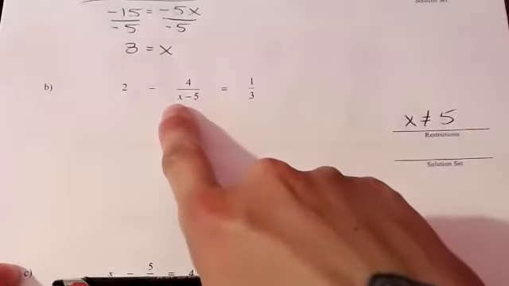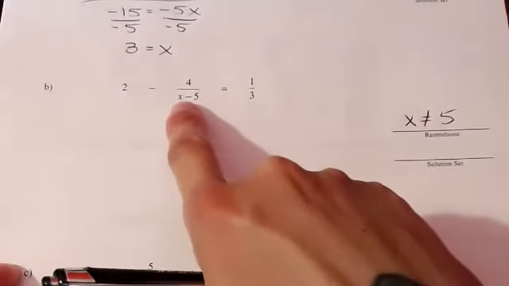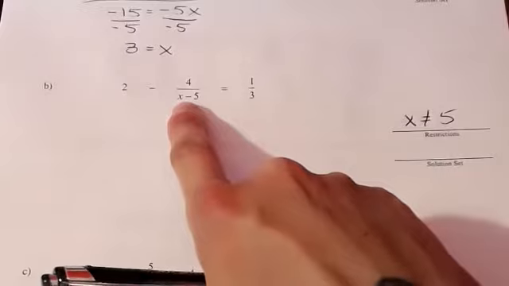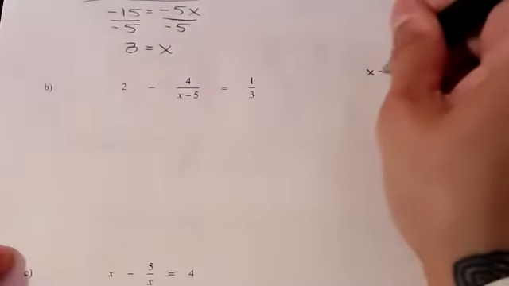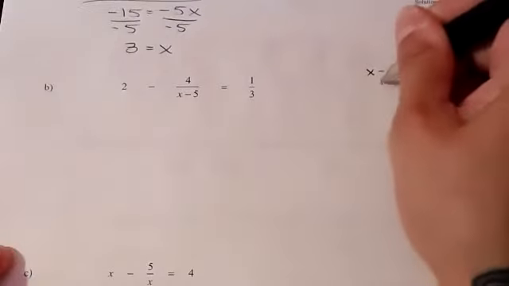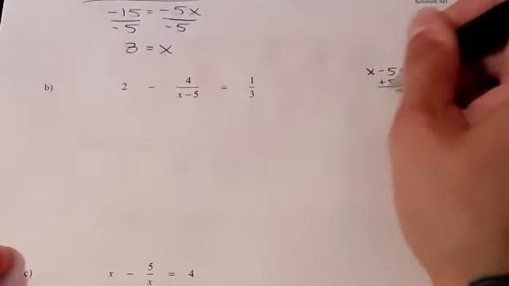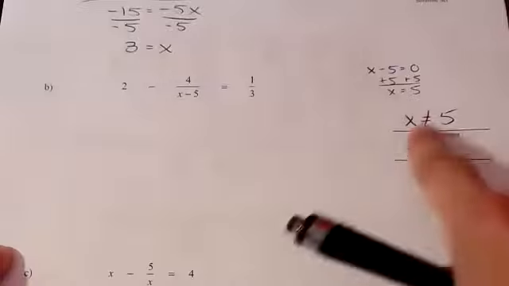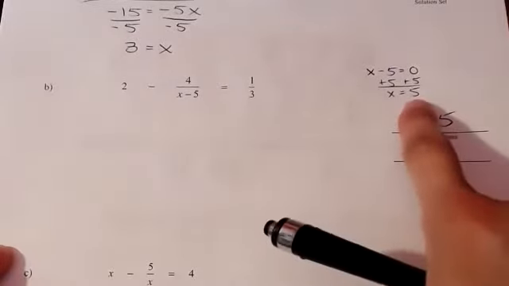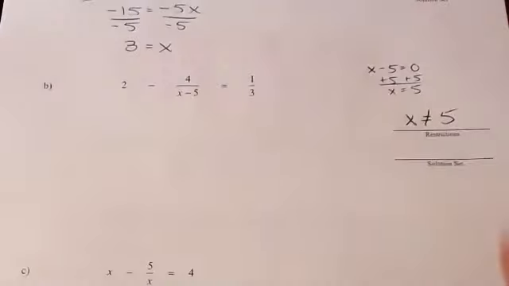If X were 5, 5 minus 5 is 0. That's a problem. So go back to this idea of let's set the denominator equal to 0 to figure out where the restriction is. And that is that X cannot be equal to 5. So if we solve this and we find that X is equal to 5, we would say, no, sorry, that's not an actual solution. So there would be no solution. It would be extraneous. Okay, I love it.